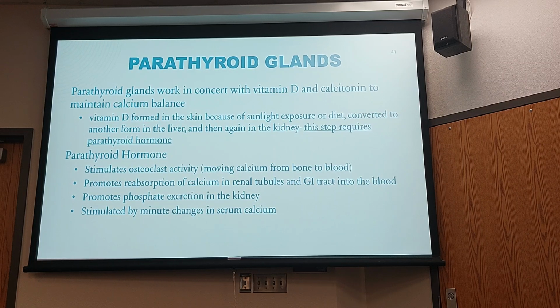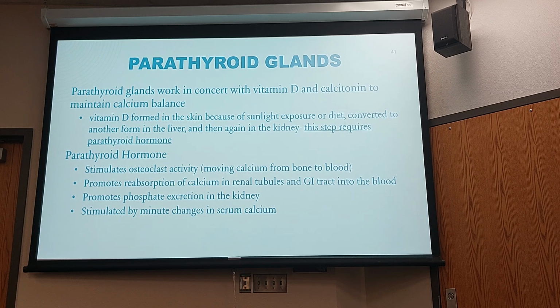Some of the jobs of the parathyroid hormone is to stimulate osteoclast activity. That is moving the calcium from the bone into the blood as we need it. Remember, this is a feedback loop as well. So when we need it, it does it. It promotes reabsorption of the calcium in the renal tubules and the GI tract into the blood. So whatever the kidneys would have been excreting gets pulled back into the bloodstream as we need it. It promotes phosphate excretion in the kidneys, to get rid of the phosphate.